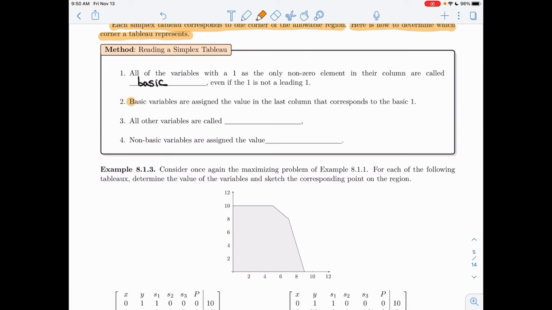All right, so basic variables are assigned the value in the last column that corresponds to the basic one. All other variables are called non-basic. Non-basic variables are assigned the value 0.